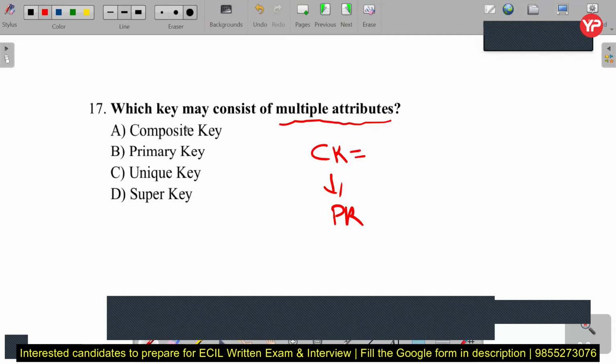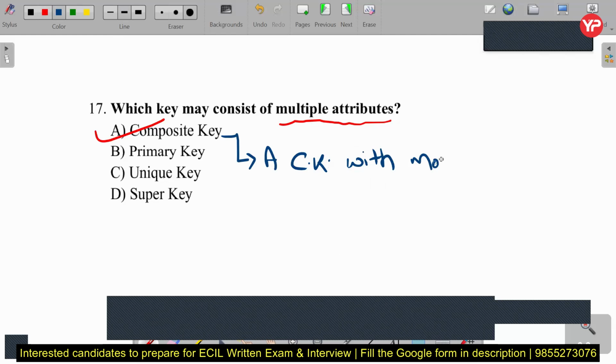But here the appropriate answer is composite key, because that is something specifically defined. So how can we define a composite key? Composite key means a candidate key with more than one attribute. A candidate key with more than one attribute is called a composite key.